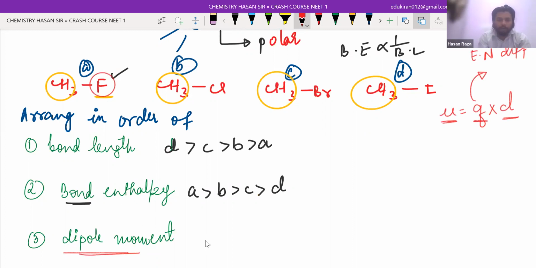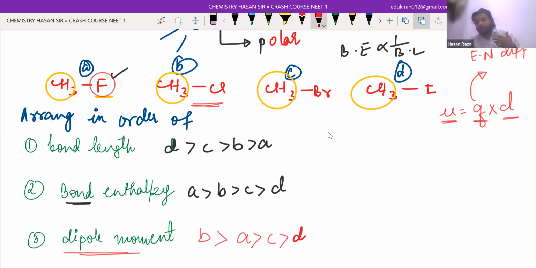But if you check it, chlorine will have more dipole moment than fluorine, then bromine, and then iodine. Basically, in dipole moment, generally the charge difference or electronegativity difference dominates. But in the case of chlorine, it is electronegative and its size is also bigger. That's why chlorine dominates over fluorine, and hence the order is this. Is that clear, everyone?